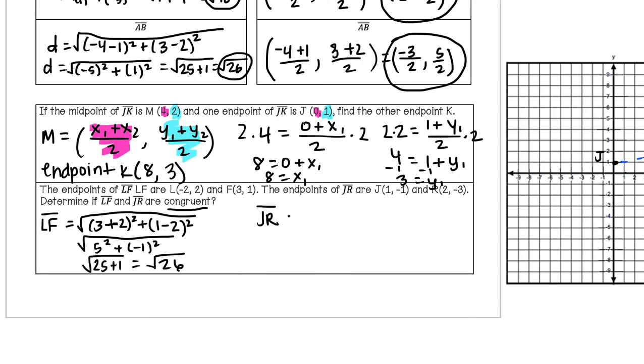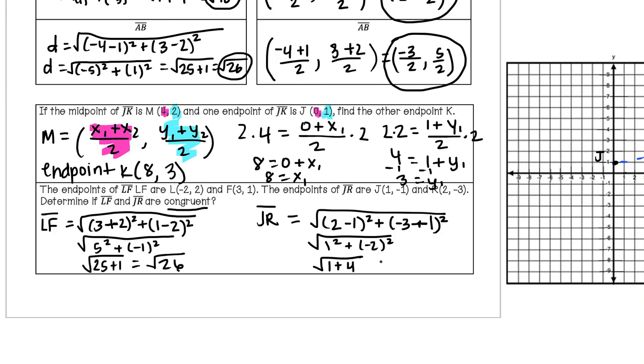Now we have to repeat the process for segment JR to see if they're congruent. So we're going to plug in x2 is 2 minus x1 is 1. We square it. y2 is -3 minus -1, which is our y1. We add them because we had minus a negative. This becomes 1 squared plus -2 squared. So we end up getting 1 plus 4 underneath the radical, which gets us the square root of 5.